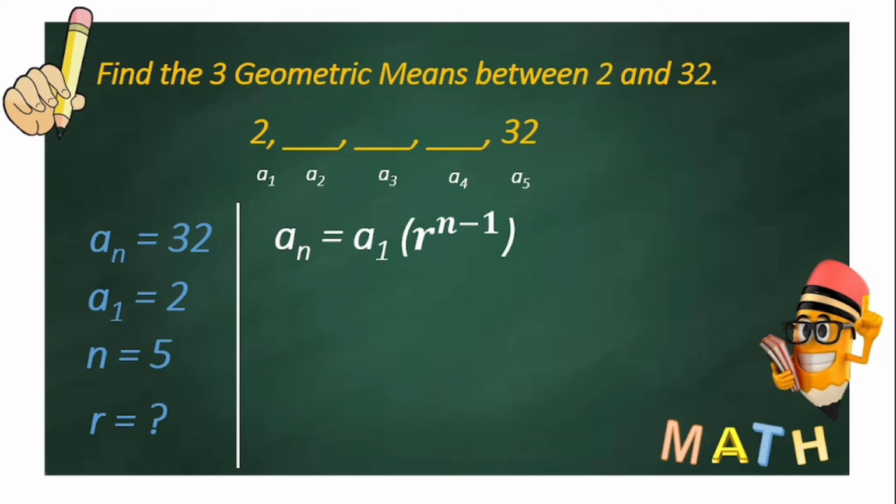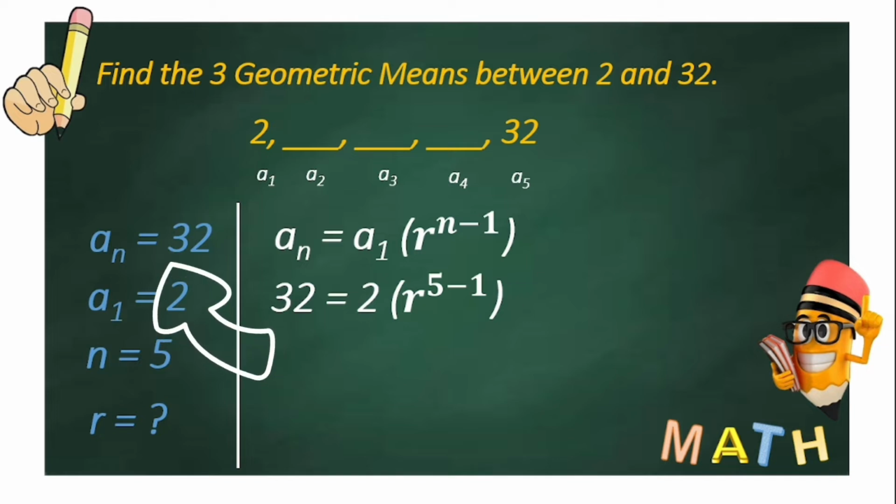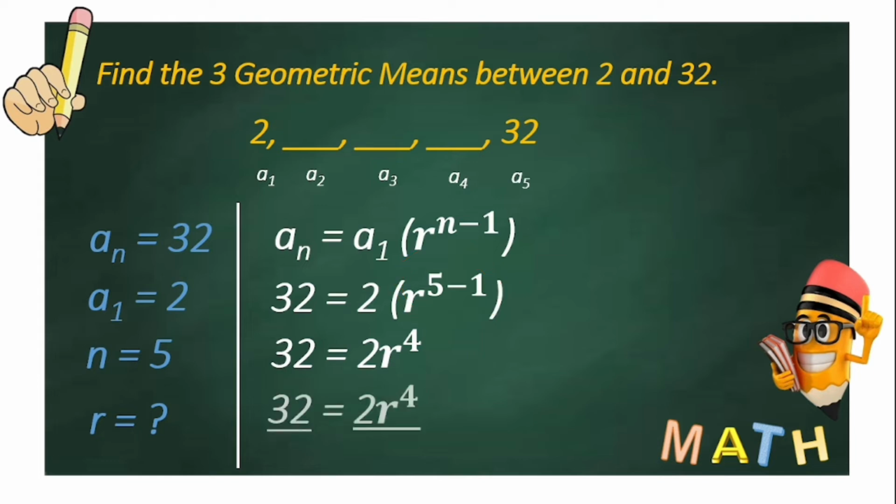We are going to use a sub n is equal to a sub 1 times quantity r raised to n minus 1. Now, let us substitute all the values. Our a sub n is 32, our a sub 1 is 2, and the n is 5. Now, simplifying the equation, we can write 32 is equal to 2 r raised to 4. We get the value 4 by subtracting 5 and 1, or getting the difference between 5 and 1, that is 4.